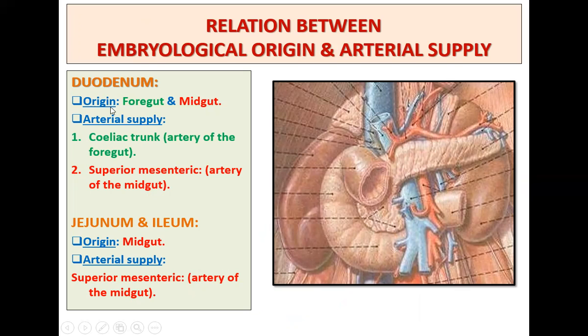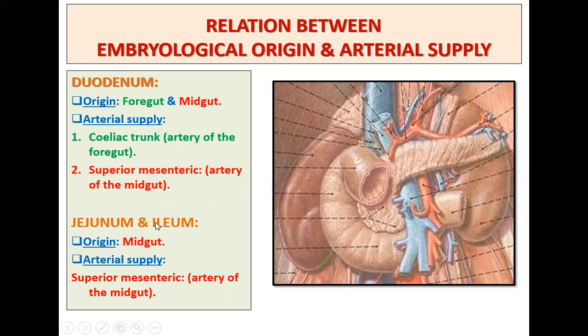Okay, so origin, as we know, is partly from the foregut and partly from the midgut. So the arterial supply is from the artery of the foregut, that is the celiac trunk, as well as the artery of the midgut, that is the superior mesenteric artery. So both will supply this part of the duodenum. So there is a duodenum here, which is supplied by both the arteries.